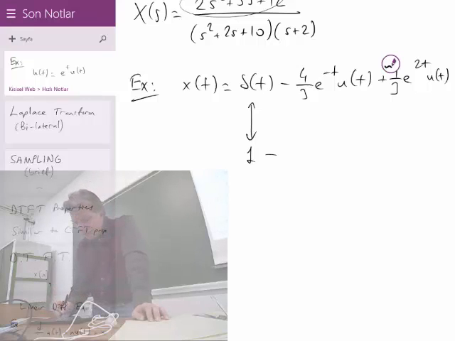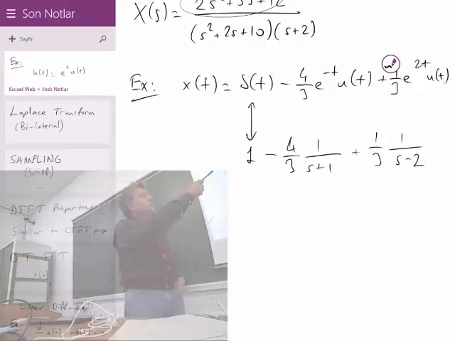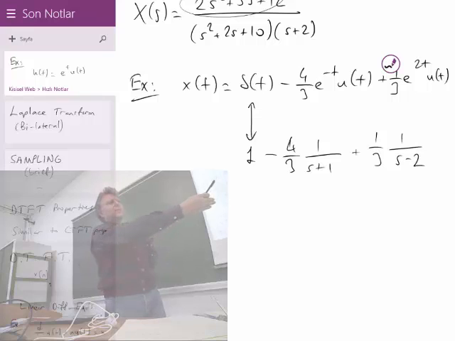So the others are 1 minus 4/3 times 1 over s plus 1, which is the good one, plus 1/3 times 1 over s minus 2. The last term, s minus 2, induces a pole at s equal to plus 2, where s minus 2 is equal to 0. So s equal to plus 2 is in the right-hand plane, and the region to the right of it will definitely not include the j omega axis.